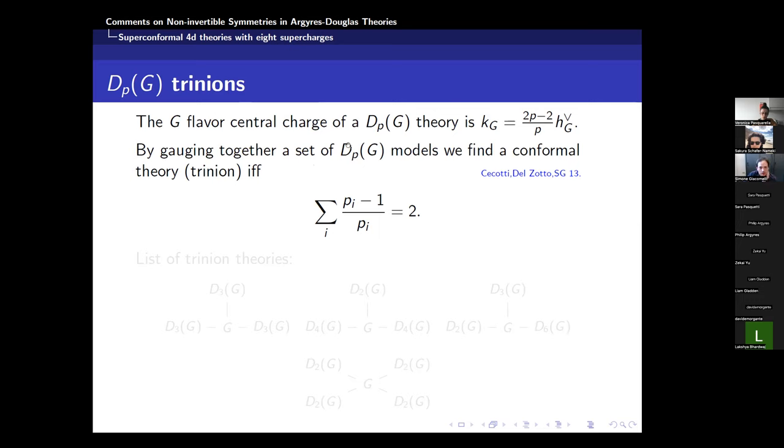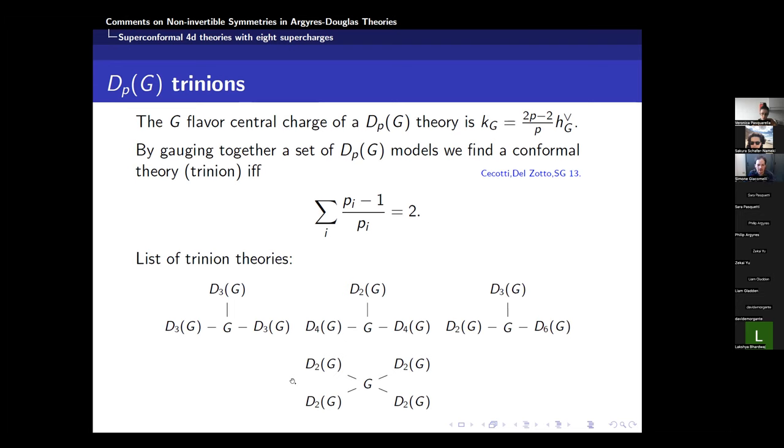So one thing we can do is to take a collection of D_p(G) models, gauge them together, and we get a superconformal theory with vanishing beta function, provided that the p parameters of the D_p(G) models chosen satisfy this constraint. The combinations which solve this equation for every G are these four infinite families. Three include three matter sectors, and the other one includes four. For brevity, we will call them trinions from now on. So here we have a vector multiplet G, which has vanishing beta function, and we can ask what's the S-duality group for it.